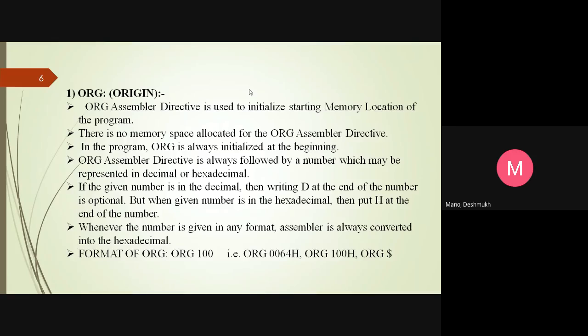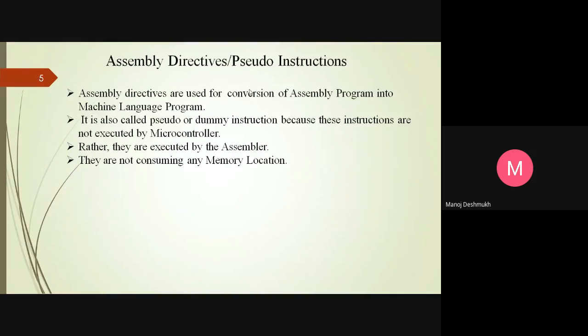And if you mention it in the decimal number system, that is ORG 100D, then the assembler will convert that decimal number into a hexadecimal number automatically. So you mention the memory location as per your convenience, and the assembler will automatically convert it into hexadecimal, and it will execute according to those hexadecimal values. So this is related to the ORG directive. Before going to the next, you just complete this.